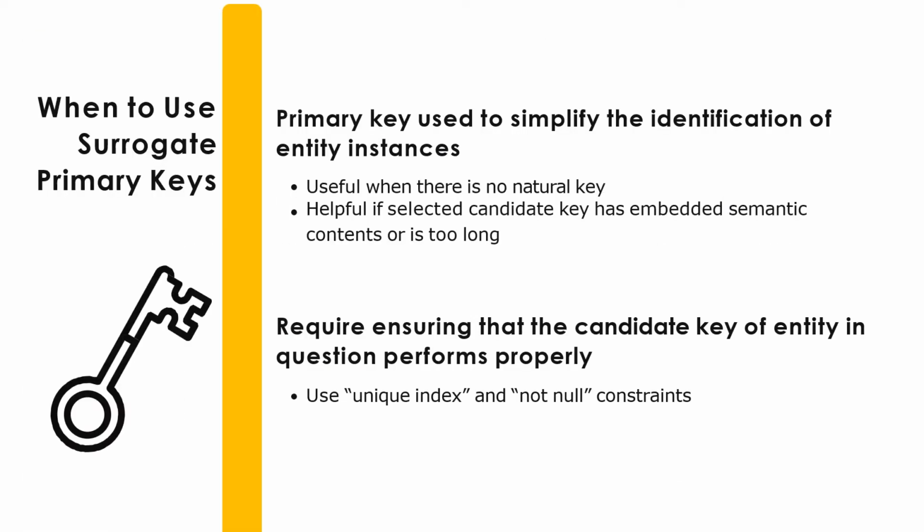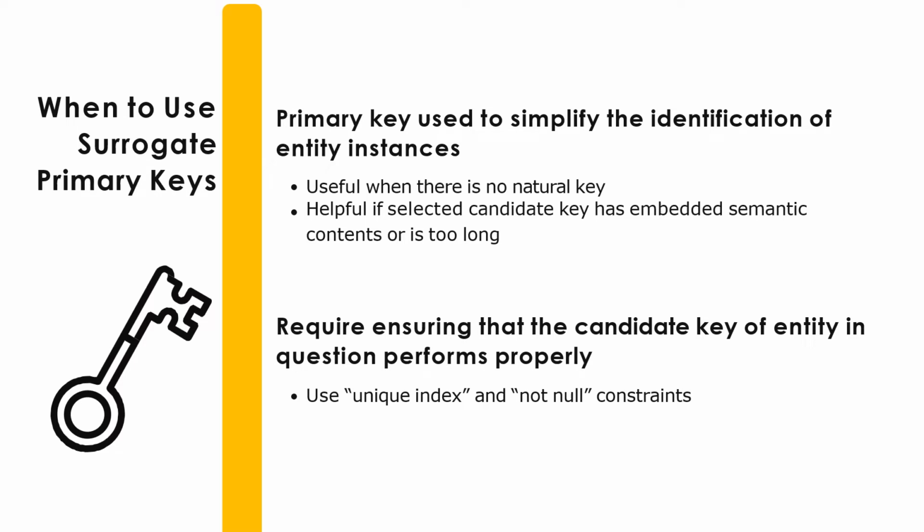So far we have talked about the guidelines on choosing our primary key. But what happens when there is no natural key that you can choose as your primary key, or if your candidate key has embedded semantic content or is too long? Then that's when we make use of surrogate primary keys. Using surrogate primary keys requires ensuring that the candidate key of the entity in question performs properly. And here, we're going to make use of the unique index and not null constraints.